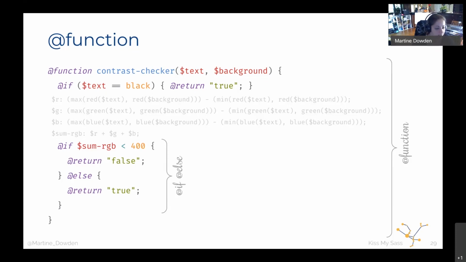But basically, if the difference in our colors is less than 400, I want you to return false, so that our while loop can keep going. Otherwise, return true. Our color is good enough.